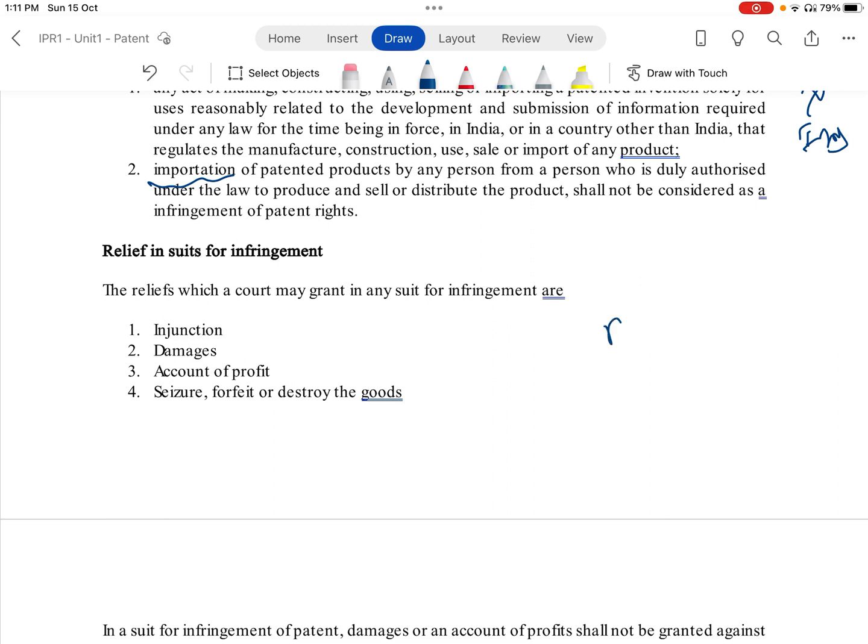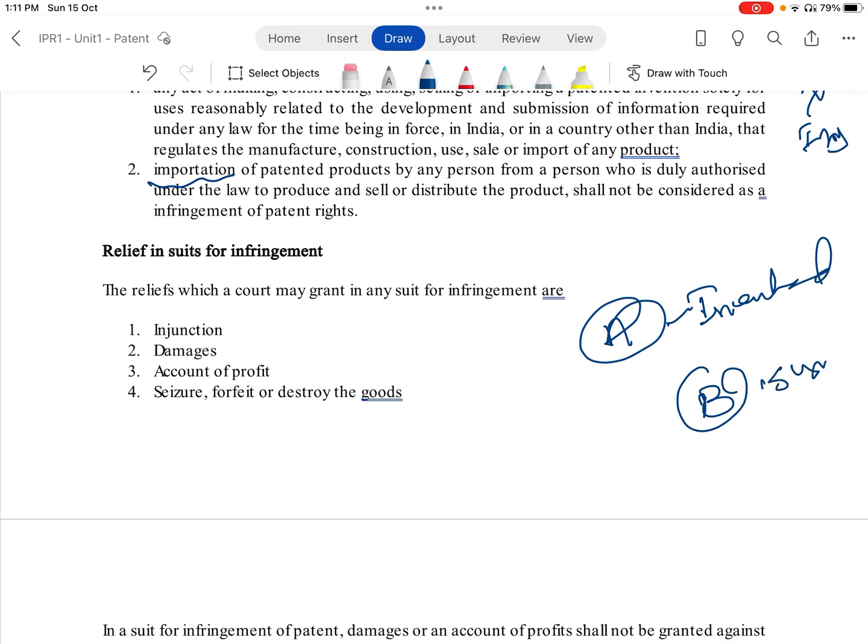If A has invented something new, but B is using it without A's permission. There is no consent from A, and B is using it. So he made a colorable imitation of a product. So what can he do? Like he can file a case. And what are the remedies or reliefs available to A? So he can get an injunction.